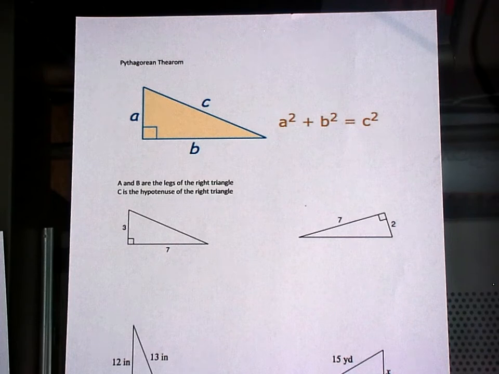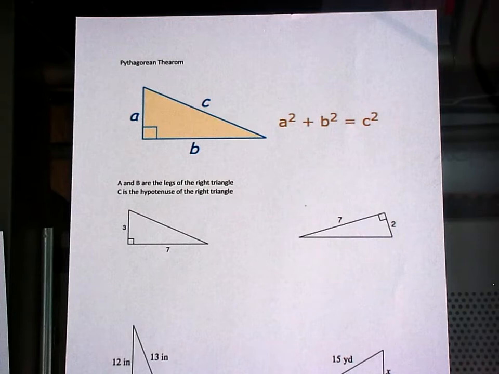Okay, what we're looking at today is the Pythagorean Theorem. The Pythagorean Theorem is an important theorem inside of mathematics. It is something that you're going to see in 8th grade, you're most likely going to see in algebra, you're going to see in geometry, and you're going to see in a lot of your math classes, even beyond that. And it comes down to the idea of a squared plus b squared equals c squared.